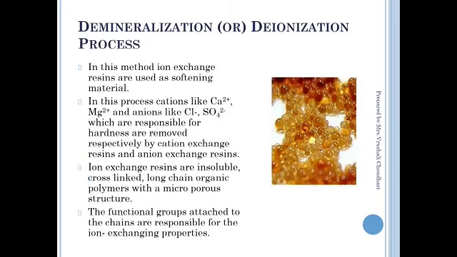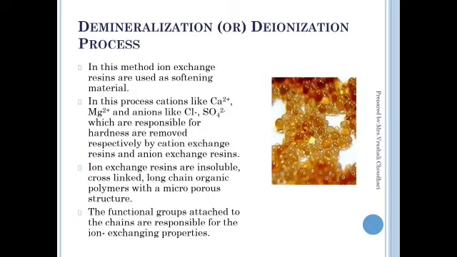Another process of water softening is deionization or demineralization. This is a special category where we will get water with 0 ppm hardness. We are going to remove all cations and anions present in the water, and the water becomes completely H2O only. No cations, no salts dissolved in that. In this process, we are using ion exchange resin.